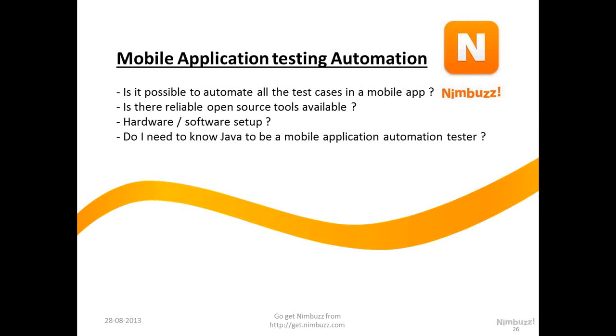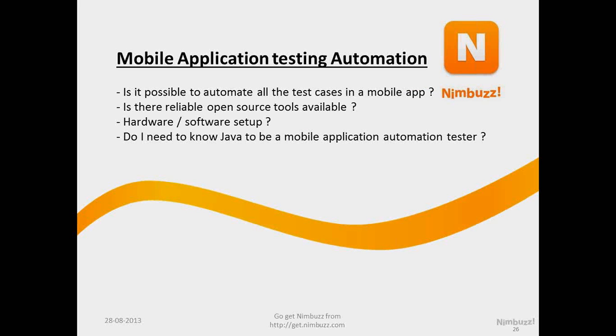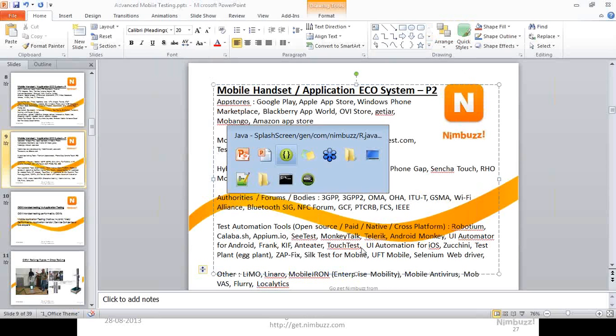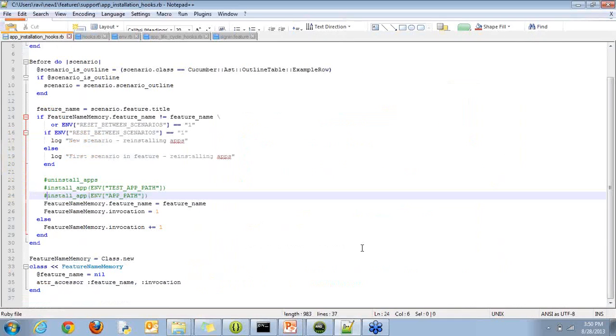In test automation, I wanted to show you an open source tool called Calabash. Okay, because there are a couple of videos I showed here. Calabash is the tool I identified and ended up with after a year of searching for a mobile test open source tool, which is really easy to write scripts with. The scripts are in a really readable format. I can show you some scripts.